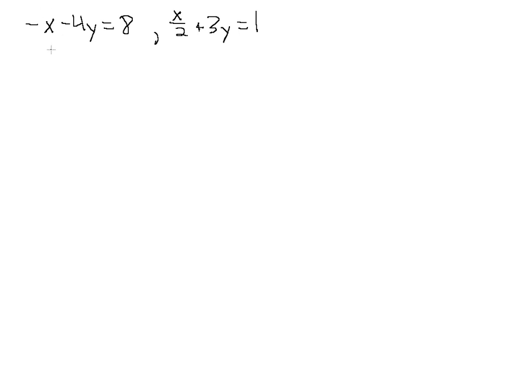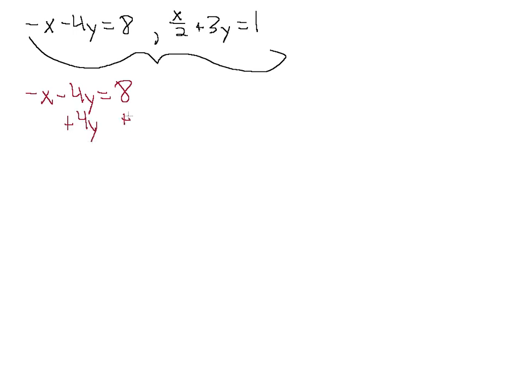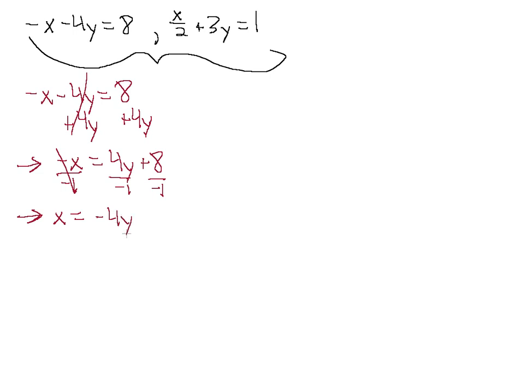This first equation is going to be a little simpler to deal with, so let's go ahead and solve it for x. So we have minus x minus 4y equals 8. Let's go ahead and isolate x since it's pretty much by itself. We'll deal with that in a second. So let's add 4y to both sides. These two terms will cancel, so we have minus x equals 4y plus 8. We want to solve for a positive x, so let's divide everything through by minus 1, which essentially just flips all the signs. So we have x equals minus 4y minus 8.